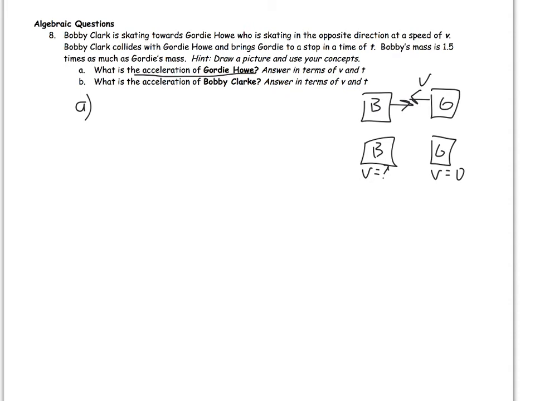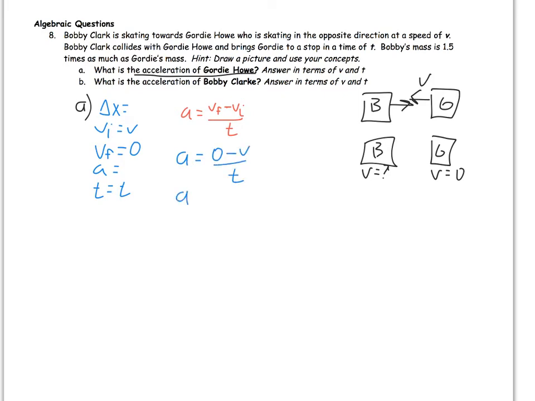This one actually doesn't require anything about forces. This one simply requires some information about kinematics. We know that the initial velocity of Gordie is this speed here, v. We know the final velocity is 0 because he comes to a stop. And we know that our time here is t, so we can solve for our acceleration. So I would just use our trusty acceleration as vf minus vi over t, which means it's going to be 0 minus v over our time t. And so we end up with an acceleration here of negative v over t.